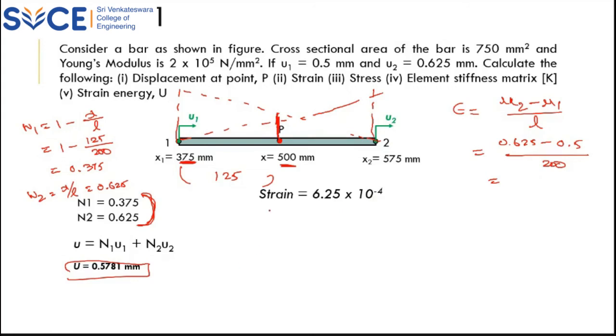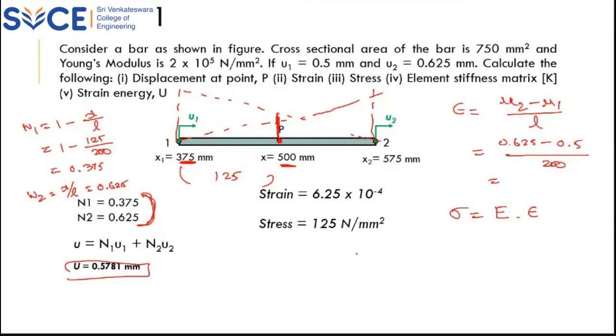Next, to identify stress, right? How to identify stress? Stress is Young's modulus into strain. Young's modulus value is 2 into 10 power 5, you multiply it. So 6.25 into 10 power minus 4 into 2 into 10 power 5, you are getting 125. That is my stress.